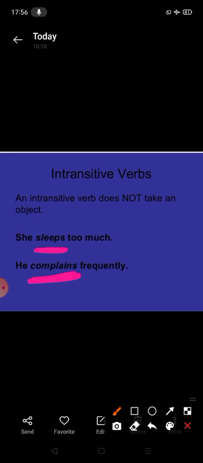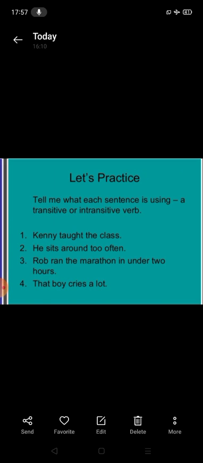तो intransitive verbs do not take an object, and when you observe the sentences, there are no objects, so they are intransitive verbs. Is it clear? Let's practice so that you will be clear. Tell me whether each sentence is using a transitive or intransitive verb.